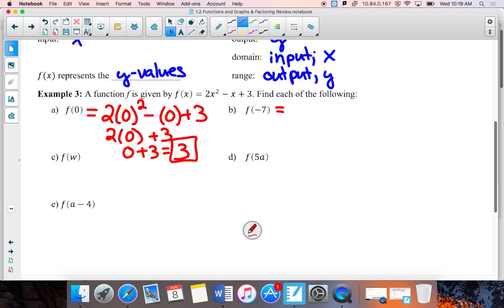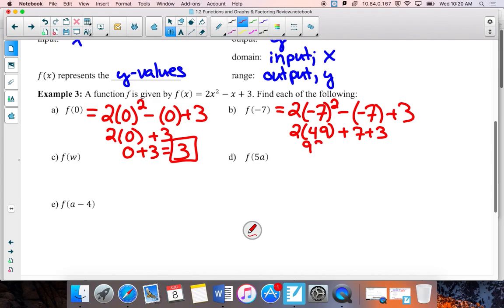For f of -7, we would do 2. Be sure to use your parentheses for this one. So 2 times -7 squared minus -7 plus 3. Keeping in mind that when we square a negative, that's -7 times -7, so this would be 2 times a positive 49. Then plus 7 plus 3. 2 times 49 is 98, plus 10, which would give us 108 for f of -7.